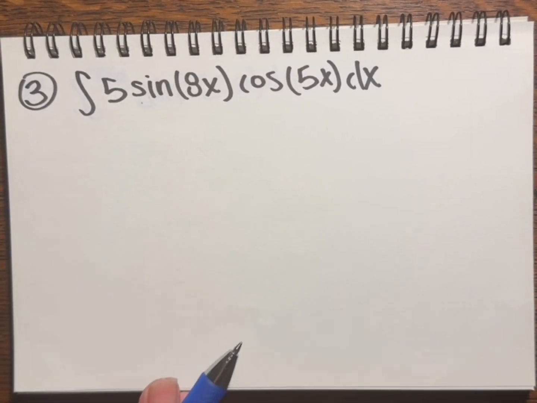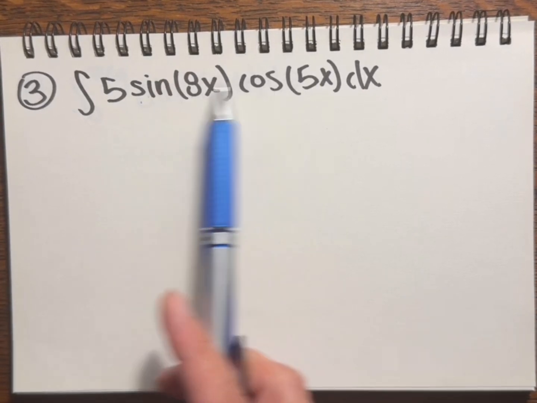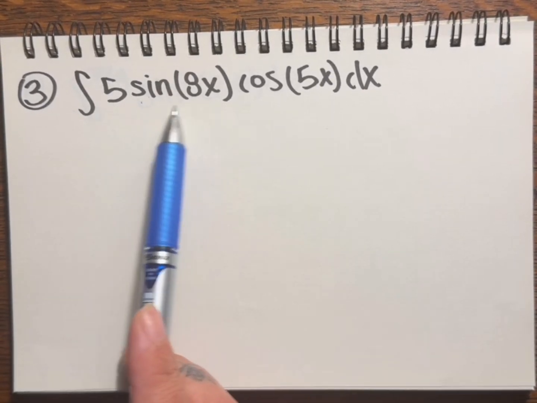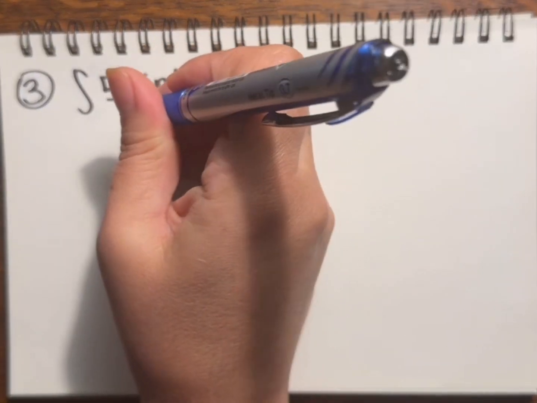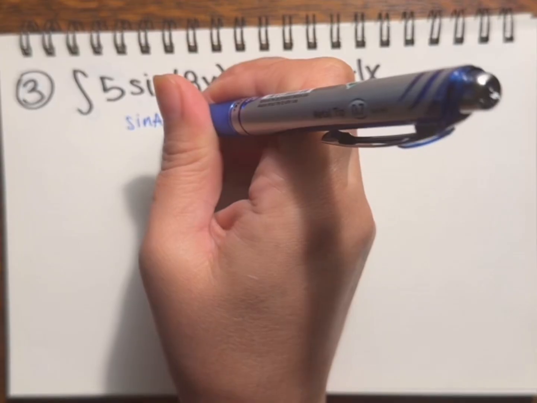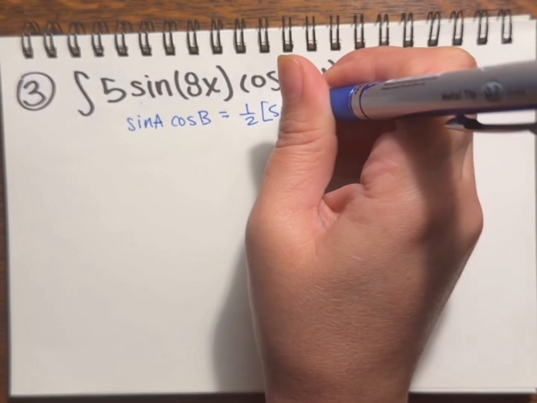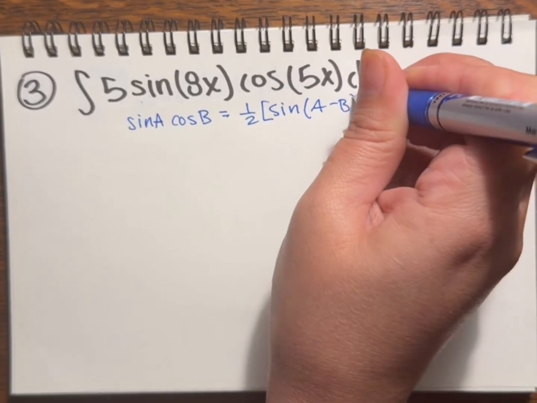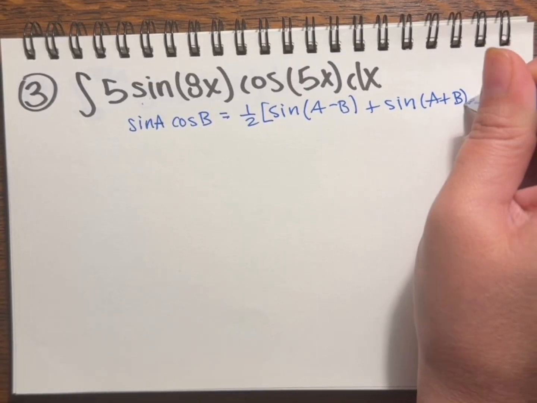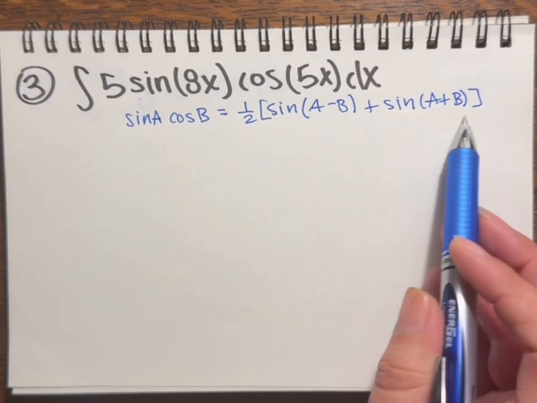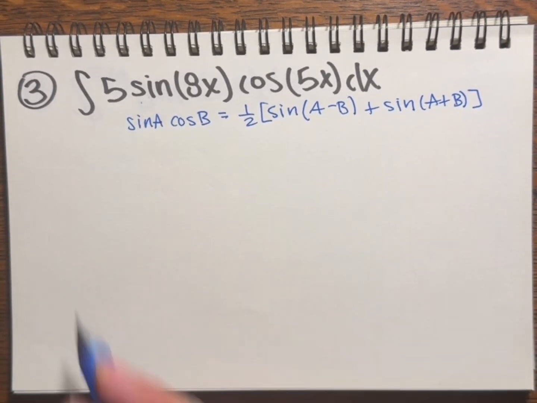Okay, now this one's a little different. This one you could see it's multiplying two trig functions and they're both to the power of 1, right? So this one looks like the product identity that looks like this. Sine A times cosine B is equal to 1/2 of sine A minus B plus sine A plus B. And if you see these switched around, that's fine because it's an addition. So it doesn't really matter if this one's first or this one's first.